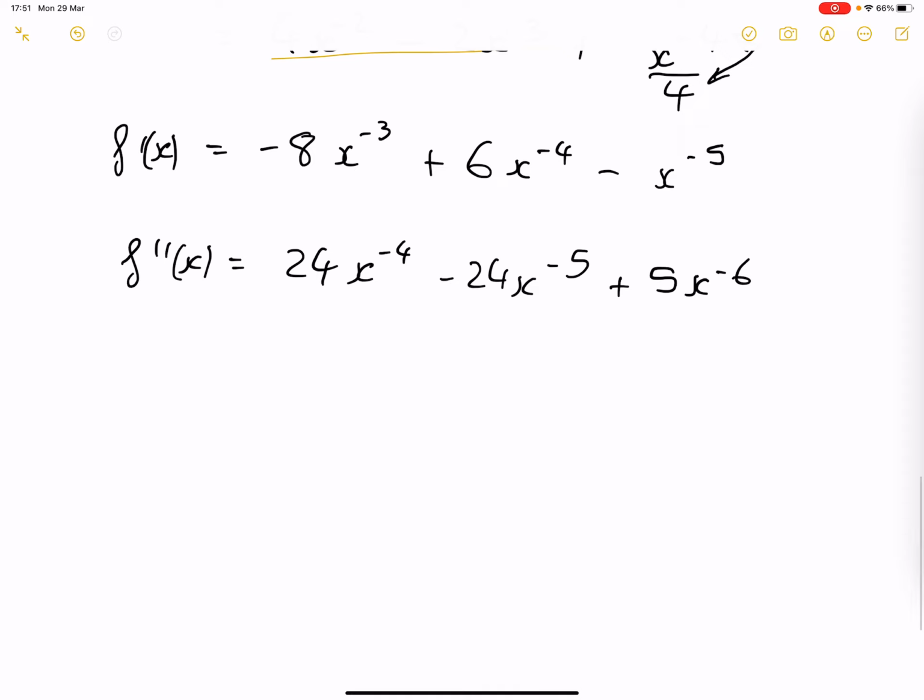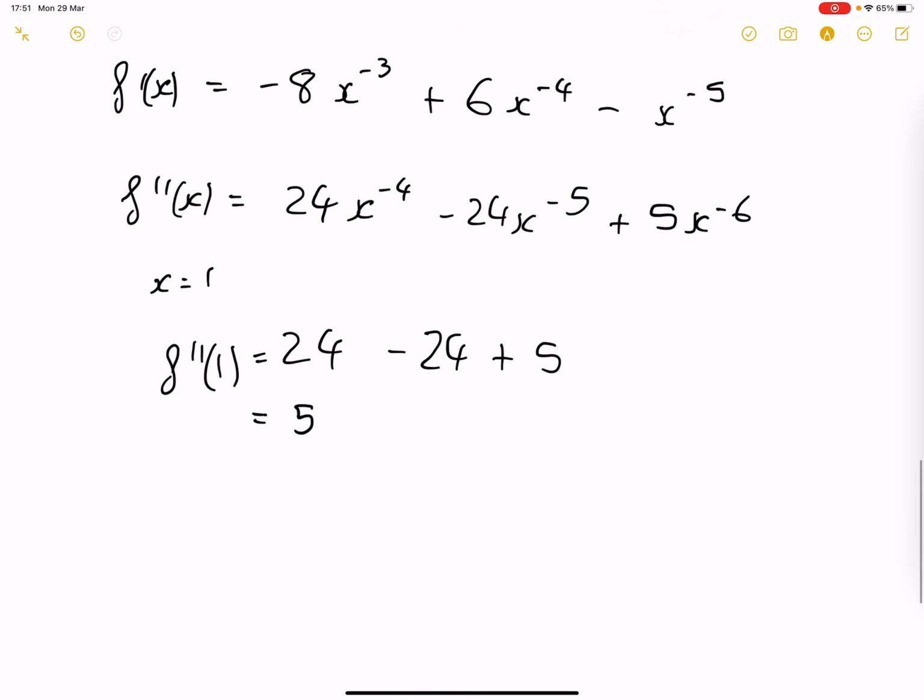And we're told to do this when x is equal to 1. Anything raised to a power of 1 will just be itself. So this will be equal to 24 minus 24. When x is equal to 1, our f double dash of 1 will be equal to 24 minus 24 plus 5, which is equal to 5, which is answer C.